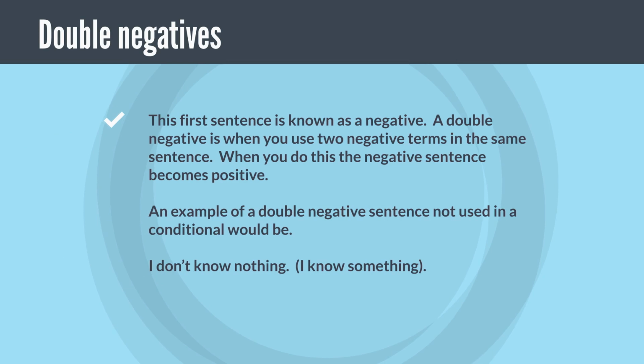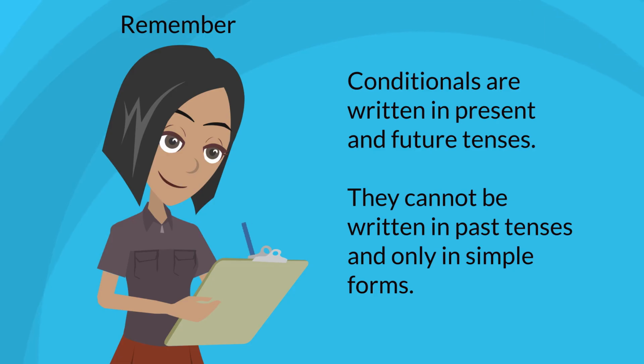This first sentence is known as a double negative. A double negative is when you use 2 negative terms in the same sentence. When you do this, the negative sentence becomes positive. An example of a double negative sentence not used in a conditional would be, I don't know nothing. I know something. Conditionals are written in present and future tenses. They cannot be written in past tenses and only in simple forms.